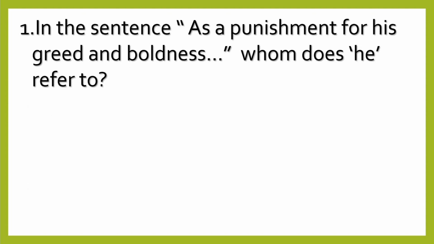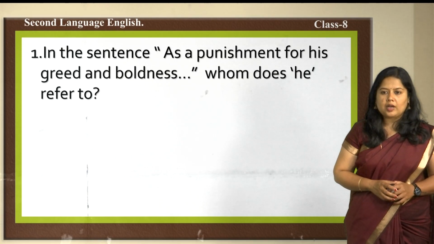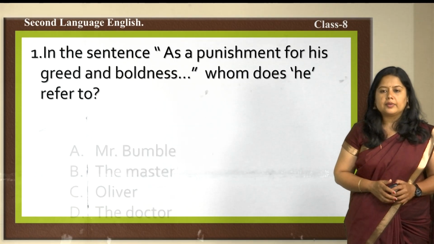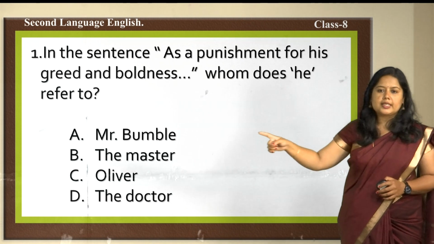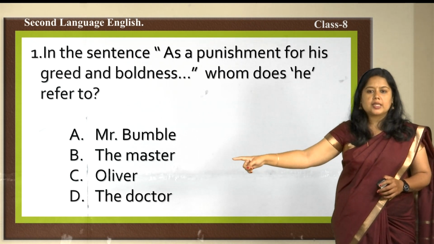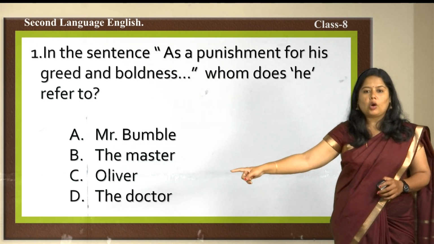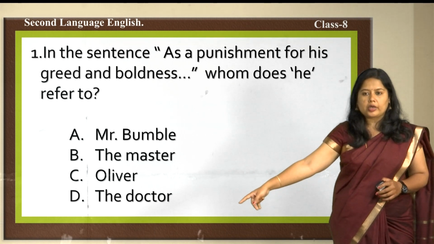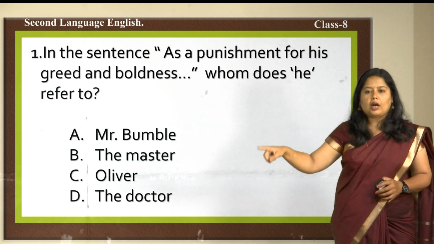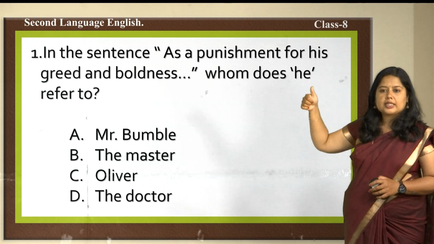Children, one more question for you which has multiple options. So, the question is, in the sentence, "as a punishment for his greed and boldness," whom does "he" refer to? So, there are options to answer. One is Mr. Bumble, second one is Master, third one Oliver and the fourth one is Doctor. There are 4 people. Out of these 4, what is the answer for this?